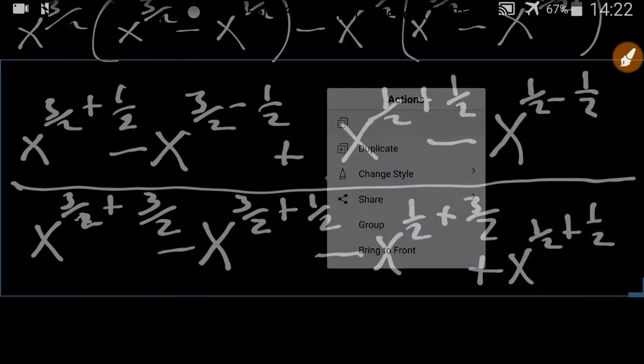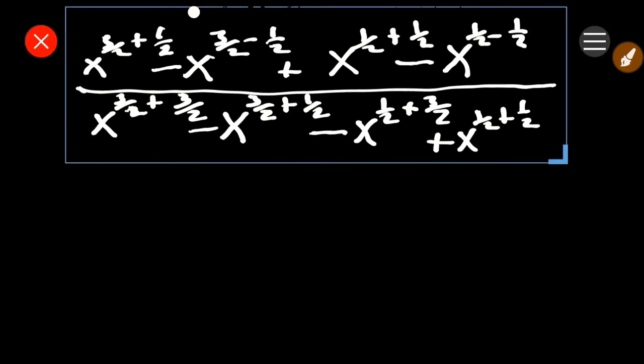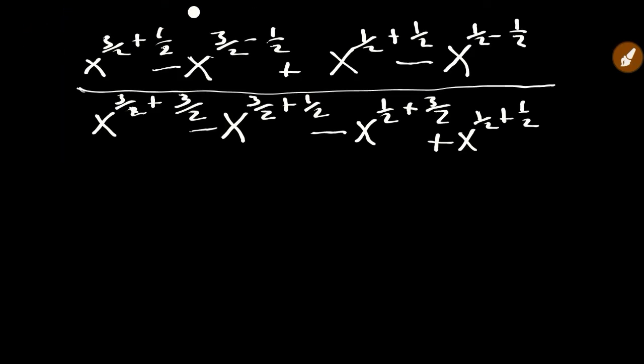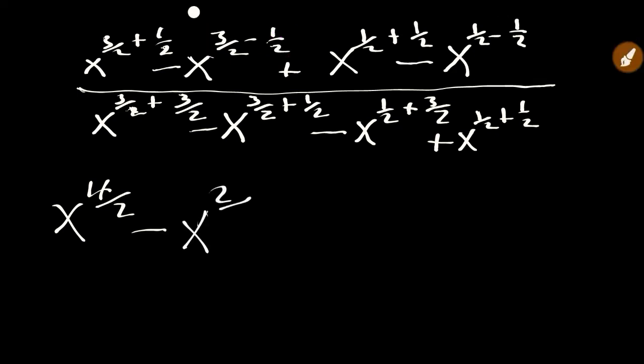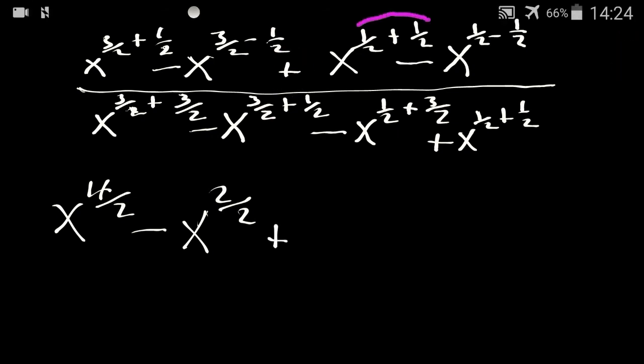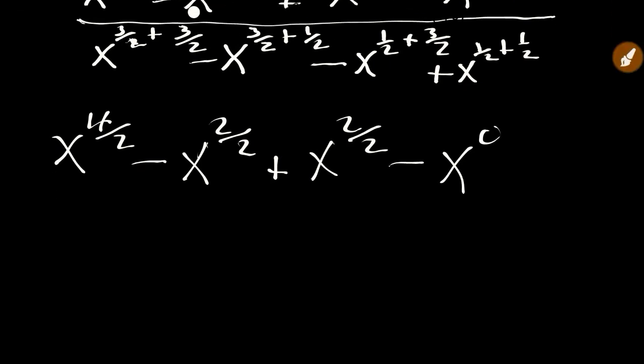So let's copy and paste this to our next page. Let's continue by adding the powers of x. So it's a fraction, so adding that one, we are going to have x^(4/2), and don't forget to write your minus. Adding that power of x, we're going to have x^(2/2). And don't forget to write your plus. And adding the power of that x will be x^(2/2). And don't forget to write your minus. And also adding that one will give us x^0.